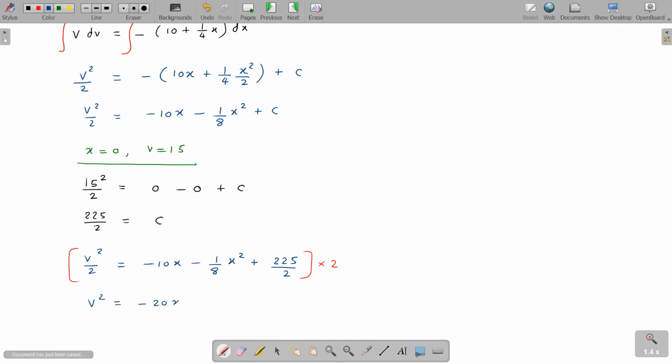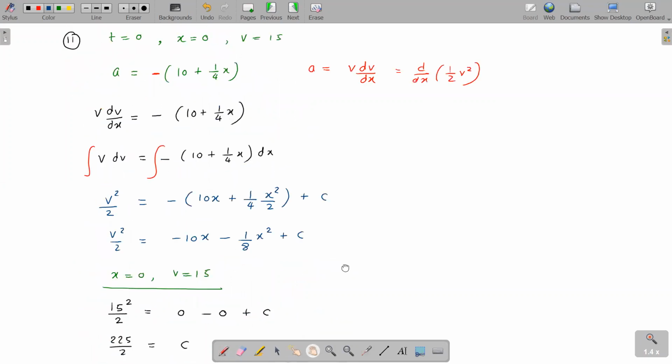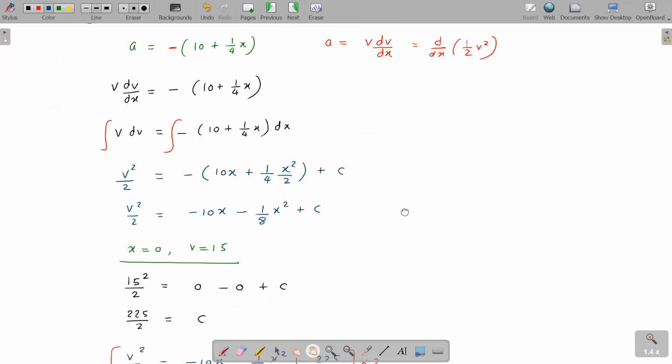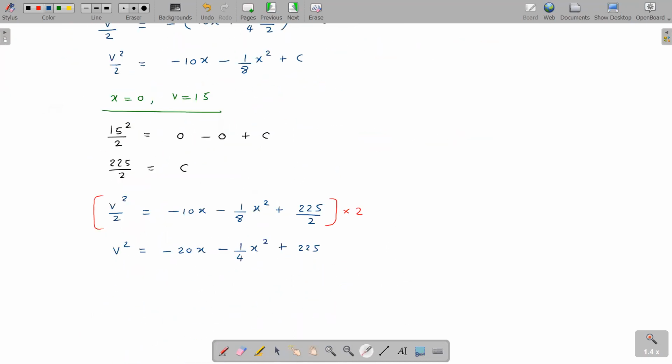Minus 20x, minus 1 over 8 into 2 is minus 1 over 4 x squared. 225 over 2 into 2 is 225. Okay, so this is the v squared equation. And then what are we supposed to do? They are asking us to find the distance P moves before first coming to instantaneous rest. So find the distance it moves before it comes to instantaneous rest, in the sense, make v 0.